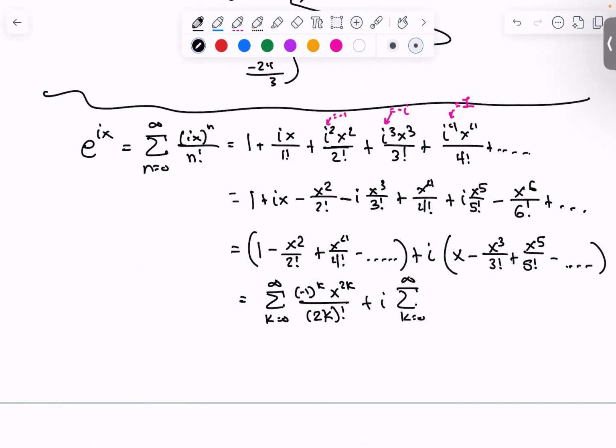the odd powers, which we learned, all odd numbers can be written as 2k plus 1 or 2k minus 1, depending on the situation. Here, it's going to be 2k plus 1. So it's (-1)^k, it has to alternate, x^(2k+1) over (2k+1) factorial. But what is that? That's cosine and sine.